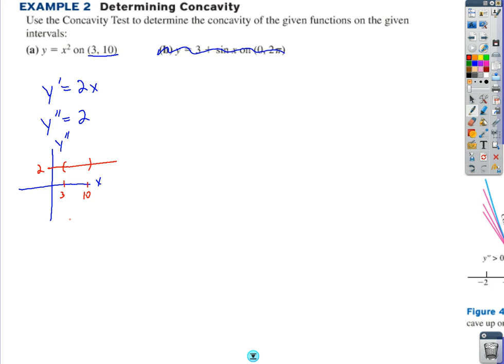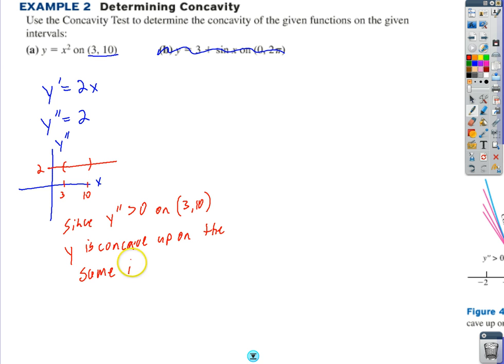Okay, you would say since y double prime is greater than 0 on the interval 3 to 10, y is concave up on the same interval. Okay, you gotta remember to write your sentences. You're showing stuff. You're justifying why you're saying your statements.